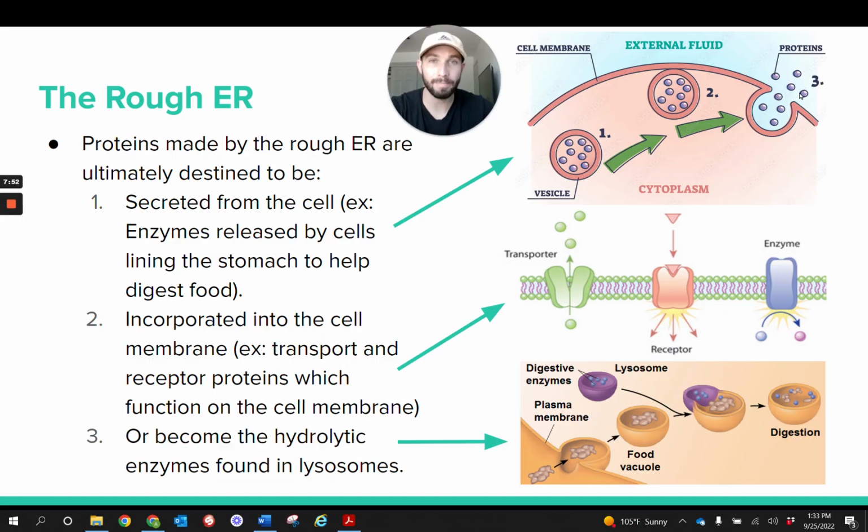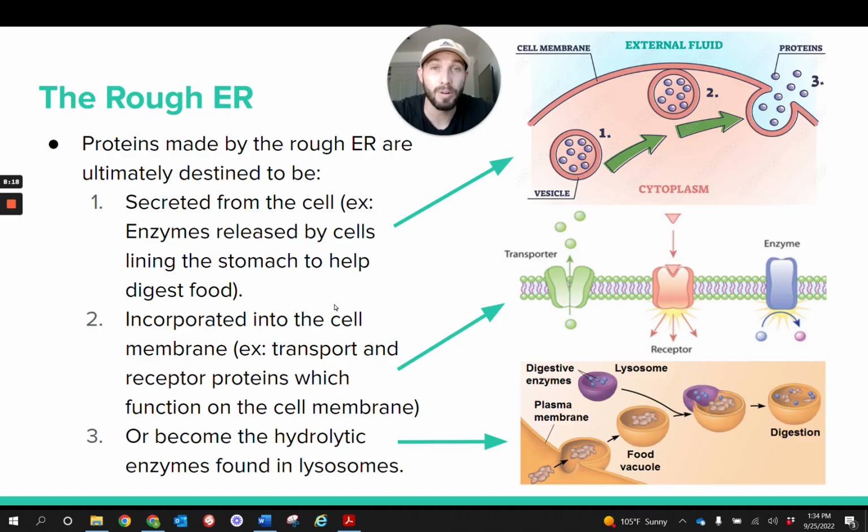A good example is your stomach cells, the cells that line your stomach. They're constantly secreting enzymes into your stomach, so those enzymes can break down the food that you're eating. Those enzymes, those proteins, were made by the rough ER. So any proteins being secreted by the cell were put together in the rough ER.